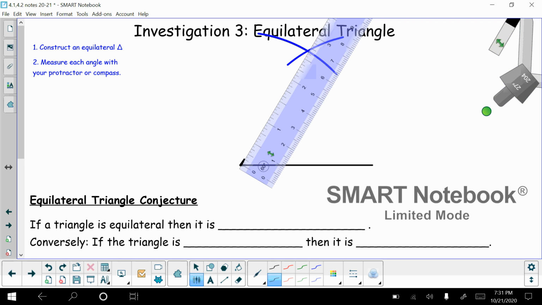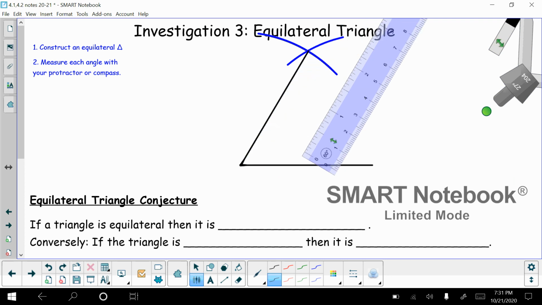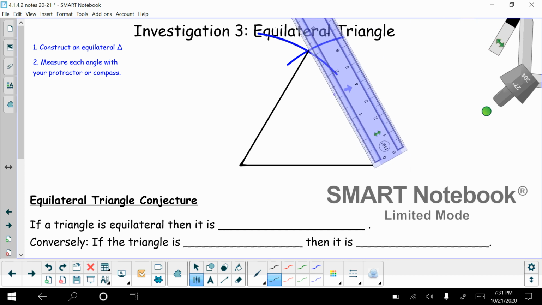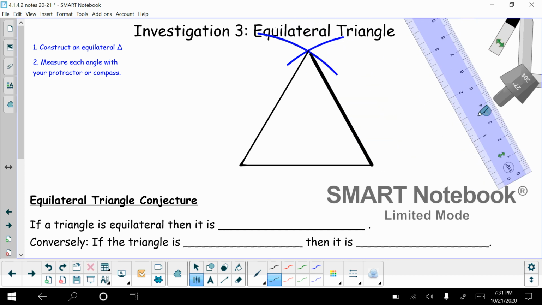You should be getting pretty good at constructions because we did a whole unit of this. Connect the endpoints to that intersection like we did earlier. And oh, that line's much thicker. Okay, so then we have an equilateral triangle. And it says measure each angle with your protractor or compass, okay?